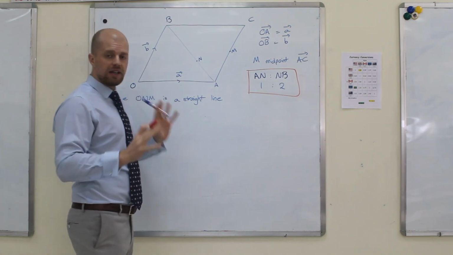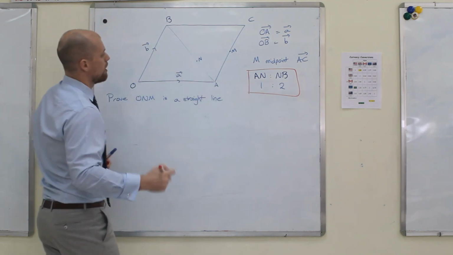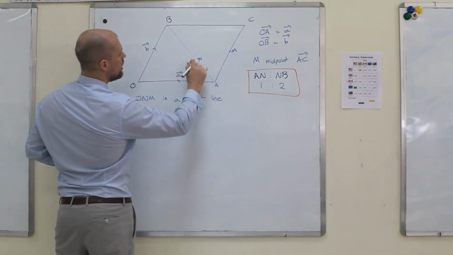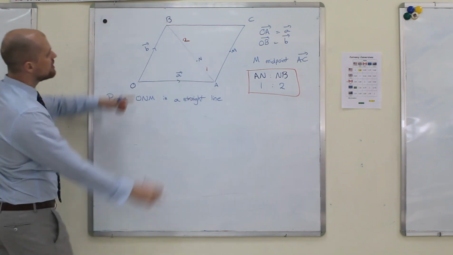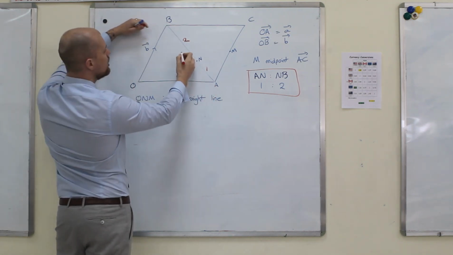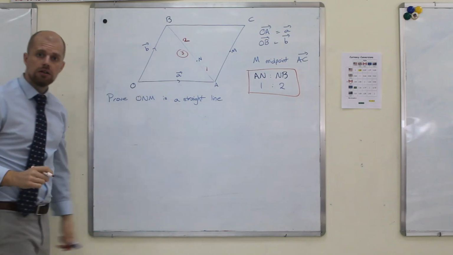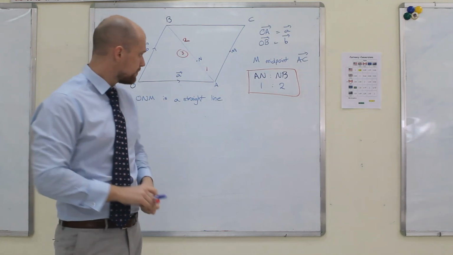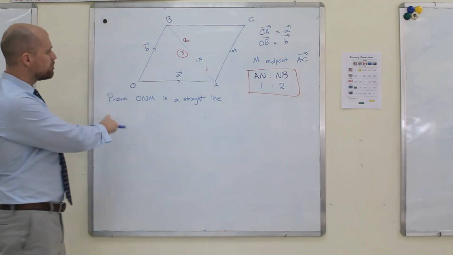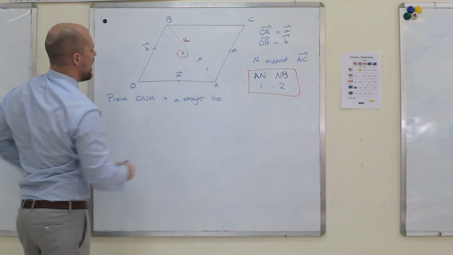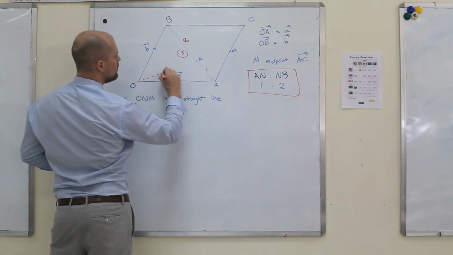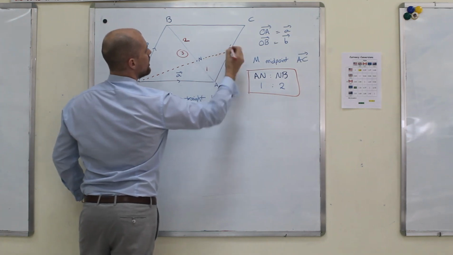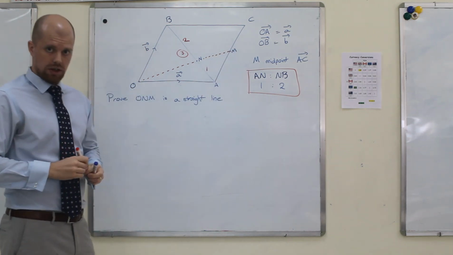Now, before we do anything else, I'm going to put this straight on here, just so we remember. A to N is 1, N to B is 2. So that means that overall, out of the whole thing, it would be out of 3, okay? And we'll need that later. Now, I need to prove that ONM, so if I put that on here, I need to prove this dotted red line is straight, okay?